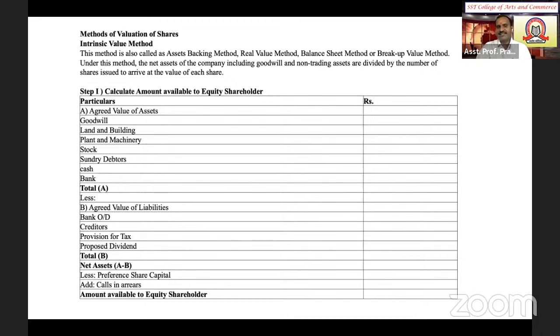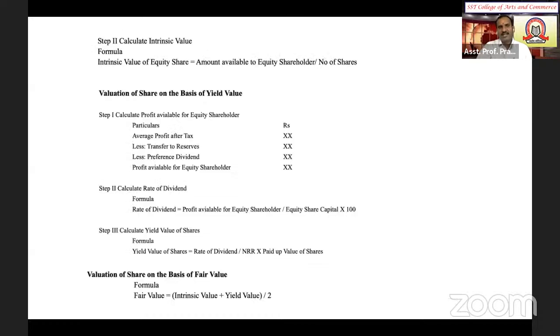From that net assets, you will deduct your preference capital. And if there are any calls in arrears, you will add them back. So you will get the amount available to equity shareholder. Then step number 2, valuing the intrinsic value of equity share. An easy formula is applicable: your step 1 answer, that is amount available to equity shareholder, divided by number of shares.